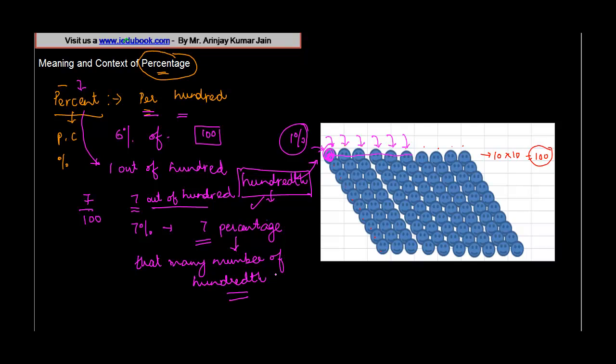So in simple terms, not to complicate things, what percentage means is that if there was a group of 100, how many parts out of that 100, each 100th basically is known as 1%.